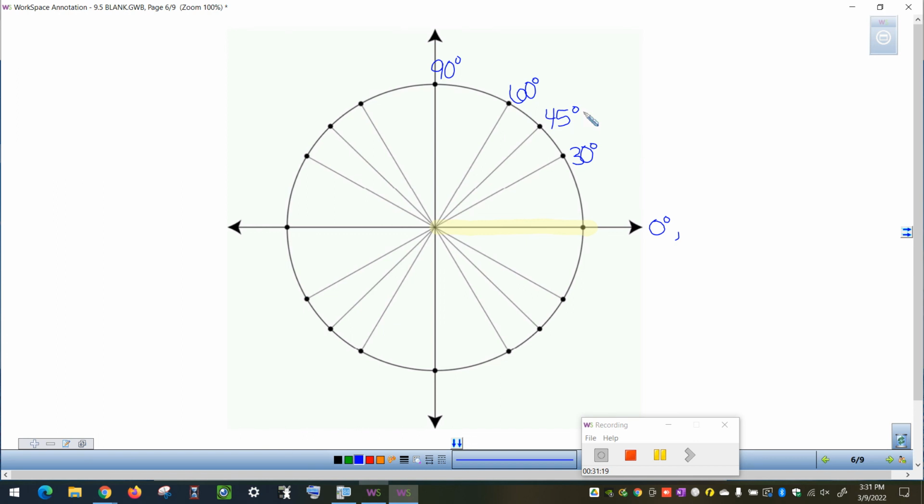And so as you're filling the rest of these in as you go around, sometimes I think about the jumps that we're making. So I think, well, if it's a big jump, it's 30 degrees. But if it's a small jump, it's only 15 degrees. So see if you can follow that pattern to go ahead and label the rest of your circle.